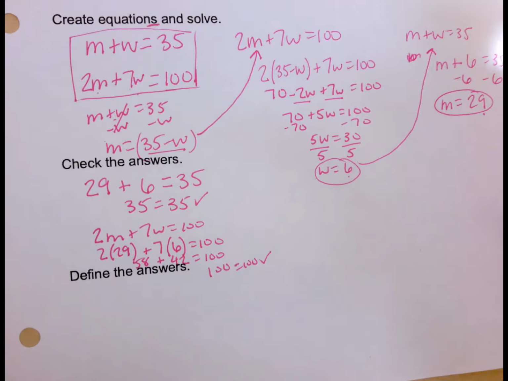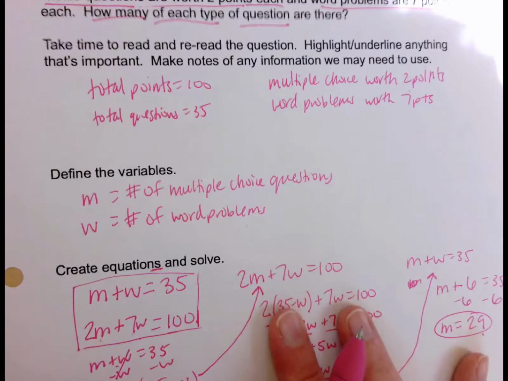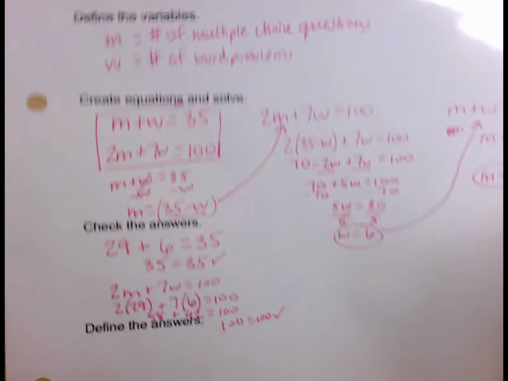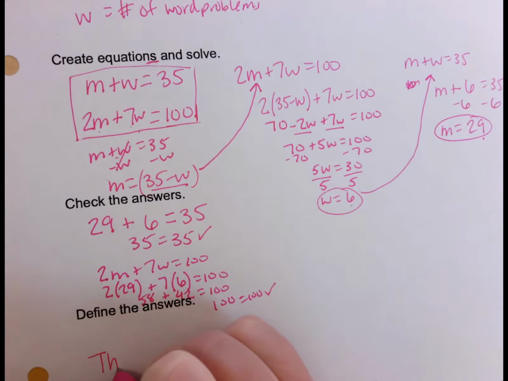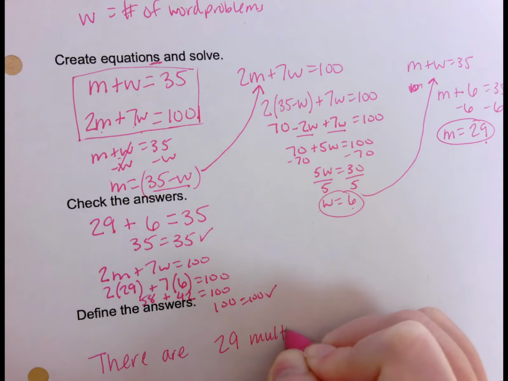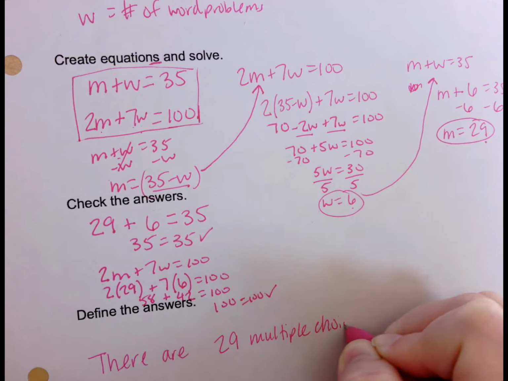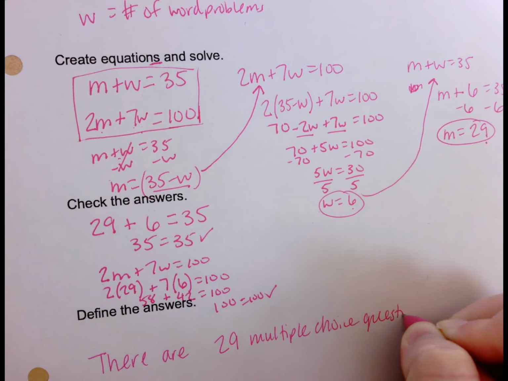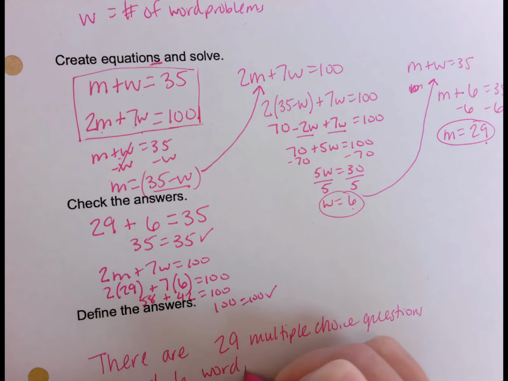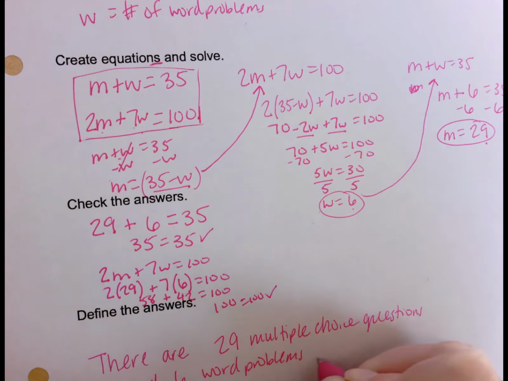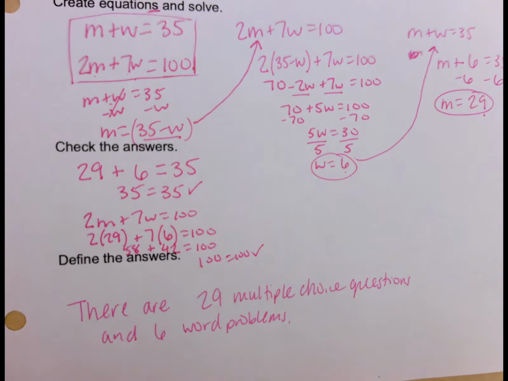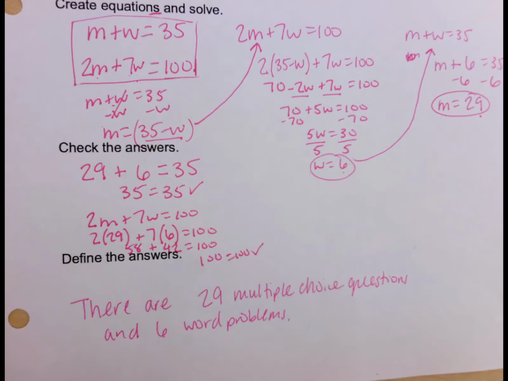So final step is to define the answers. And remember, the question up here was how many of each type of question are there? Okay, so there are 29 multiple choice questions and 6 word problems. Okay, and so that's our final answer on this. 29 multiple choice and 6 word problems.